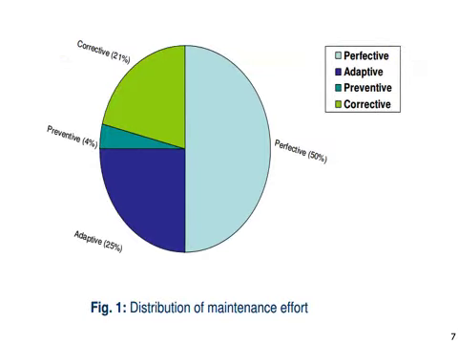So those are the different types of maintenance, and this is a figure showing the distribution of maintenance effort, that is, how much effort will be taken for these different types of maintenance. About 50% of the maintenance effort will be used for perfective maintenance, about 25% will be used for adaptive maintenance, 21% will be used for corrective maintenance, and only 4% will be used for preventive maintenance.